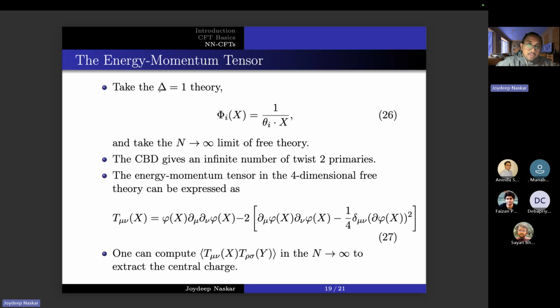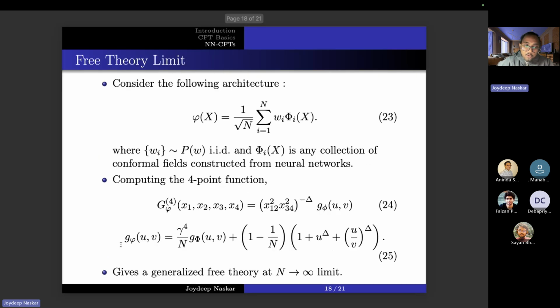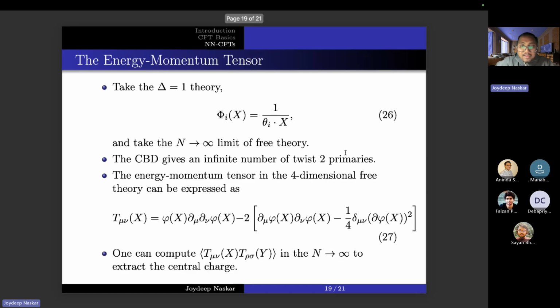Okay, so if I specialize myself to this delta equal to 1 thing, then my conformal block decomposition from here would be just 1 plus u plus u by v, and that, as you all know, in 4 dimensions is a free scalar theory, right? And if you do a CBD of that, then you get an infinite number of twist 2 primaries.